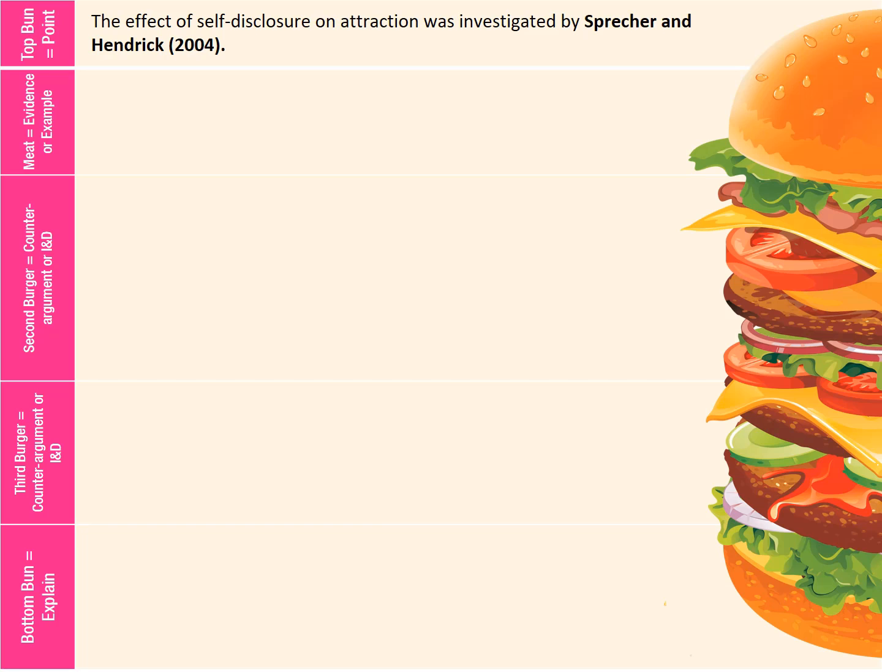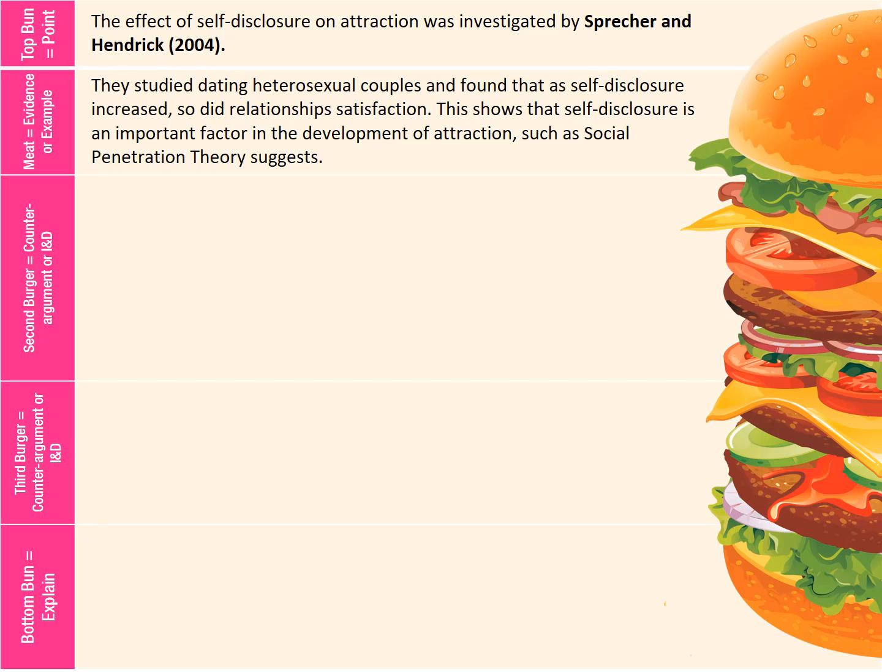Let me demonstrate. The effect of self-disclosure on attraction was investigated by Sprecher and Hendrick. They studied dating heterosexual couples and found that as self-disclosure increased, so did relationship satisfaction. This shows that self-disclosure is an important factor in the development of attraction, just as social penetration theory suggests.